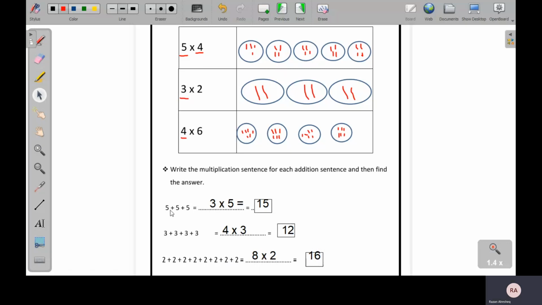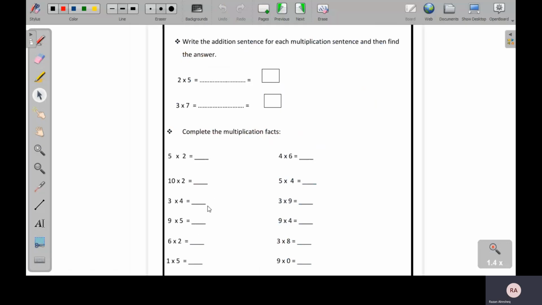Here, the 5, we added 3 times. The 3 was added 4 times. The 2, 8 times. So that's a little trick if you want to take the repeated addition from your multiplication sentence. You can look at the second number and you'll know what your repeated addition is. Okay, let's go to the next page.